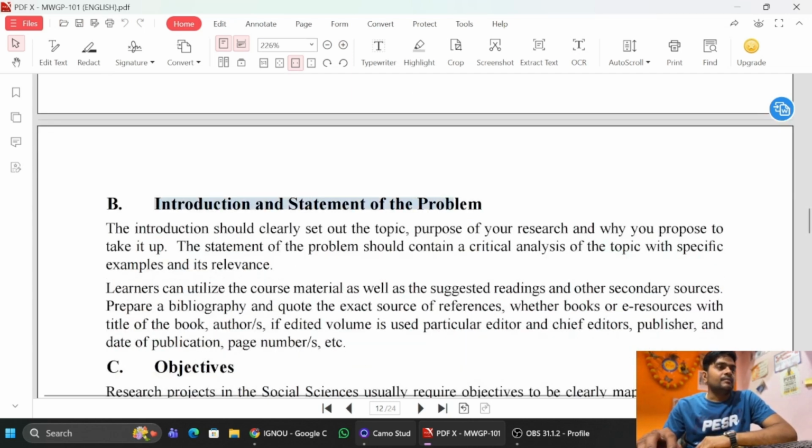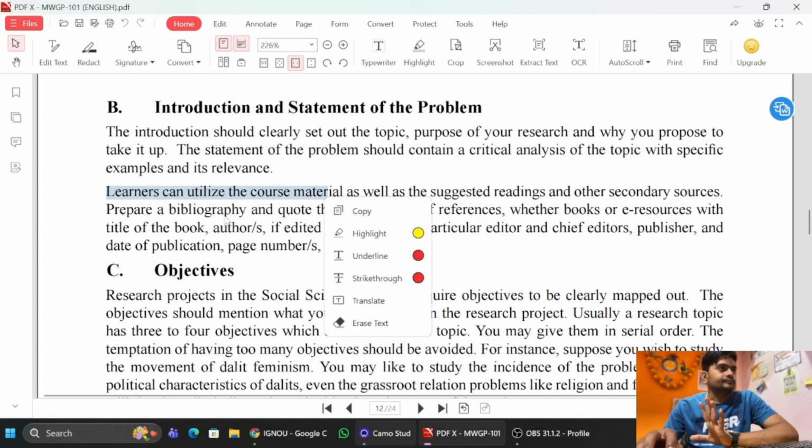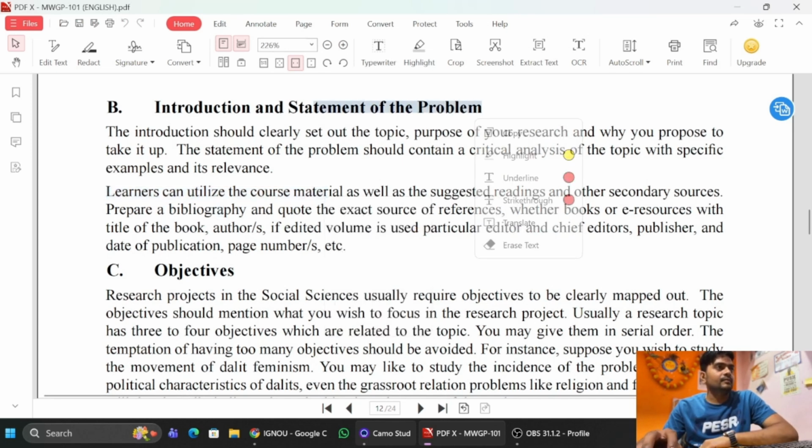Then you have to mention the introduction and statement of the problem. About the introduction, I already told you, it should be with proper citation. The introduction should clearly set out the topic, the purpose of your research and why you propose to take it up. The statement of the problem should contain a critical analysis of the topic with a specific example and its relevance. So while writing your introduction, you have to understand this. You also have to mention the statement of the problem in the introduction section.